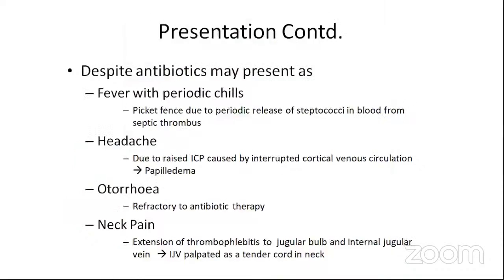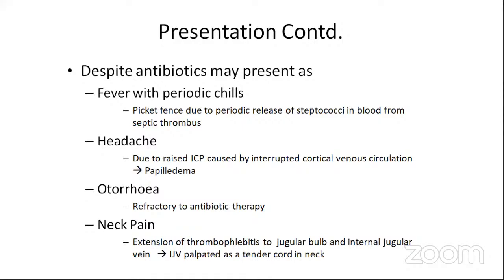So the presentation is very high fever with periodic chills, that is the picket fence fever, due to periodic release of streptococci in the blood. So every time the streptococci is released from the septic thrombus, the patient will have a hike in fever, and then again the patient will come back to a somewhat decreased fever. So that is the picket fence fever type.